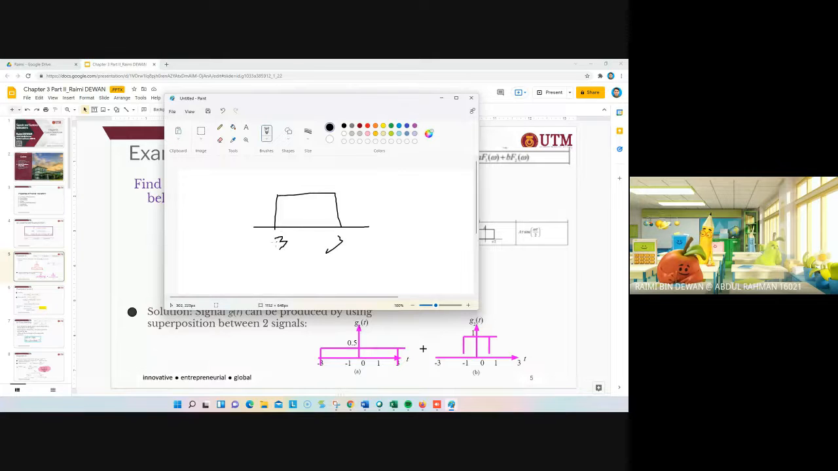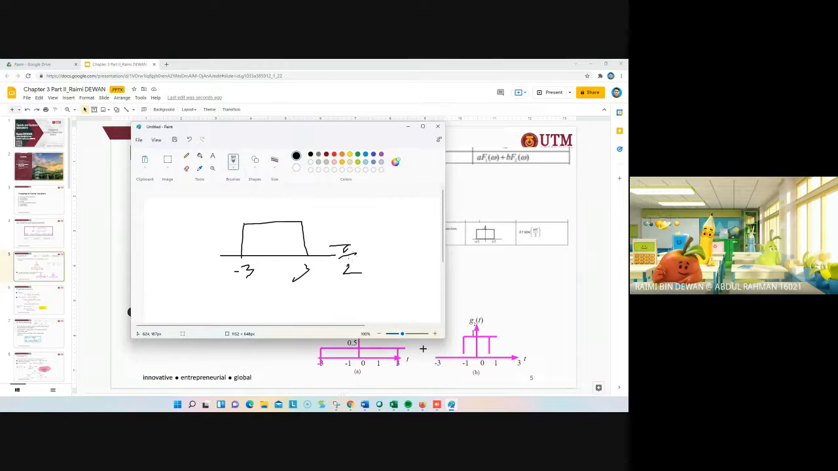Okay, 3 and 3. So you know, right, tau over 2 based on the formula here. So we put tau 1 because it's G signal of G1 and actually equals to 3. So you know tau 1 is equal to 6.